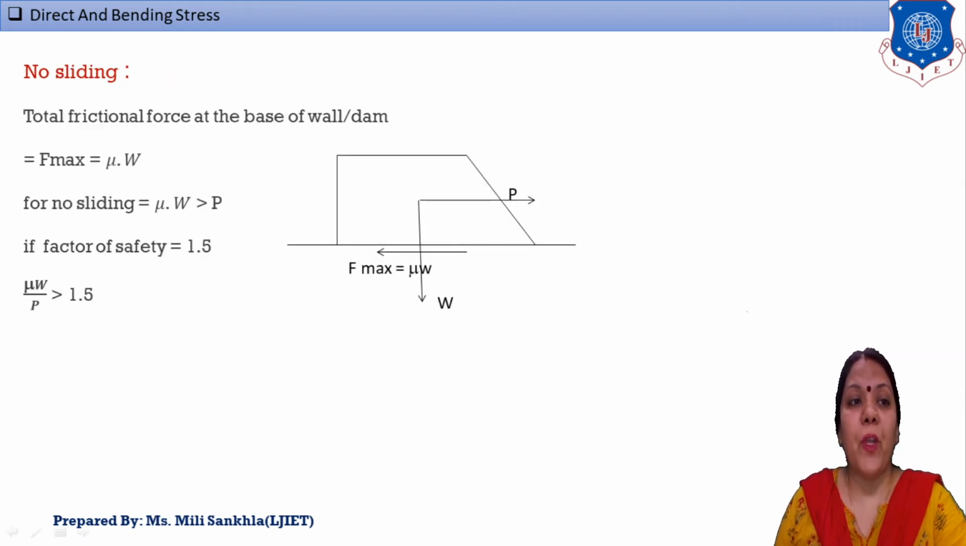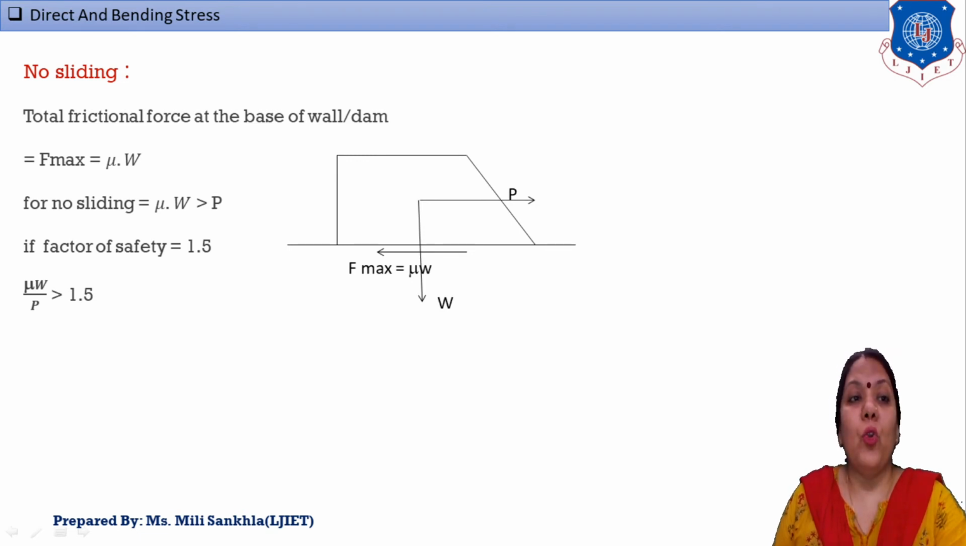Okay, now the third, no sliding. Sliding refers to our friction force. Resisting force against any movement, that is known as our friction force. Okay, here we can see that our weight of dam acts in down direction. This soil pressure or water pressure moves this section of pier in direction of soil or water. Okay, and friction force acts in opposite direction of this water pressure or soil pressure.